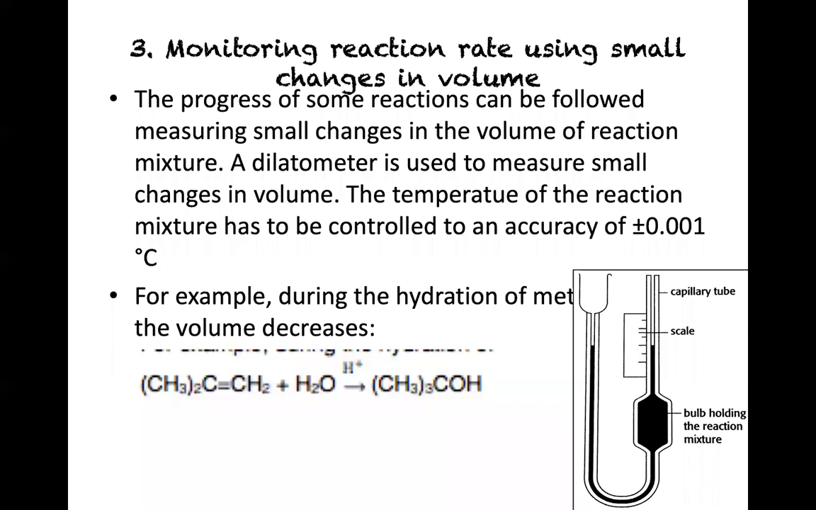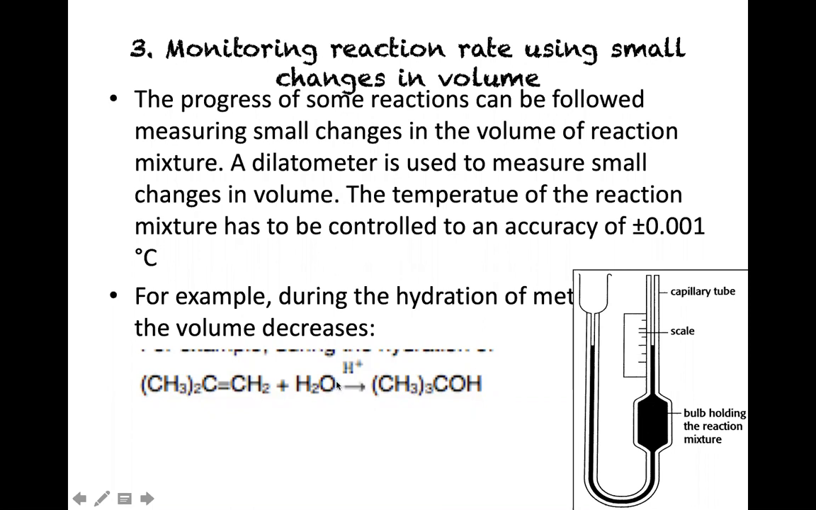Why? Why do you think? Basically, this dilatometer reaction is happening, but when there is increase in pressure, it will push the... oh, sorry. No, this has nothing to do with pressure.